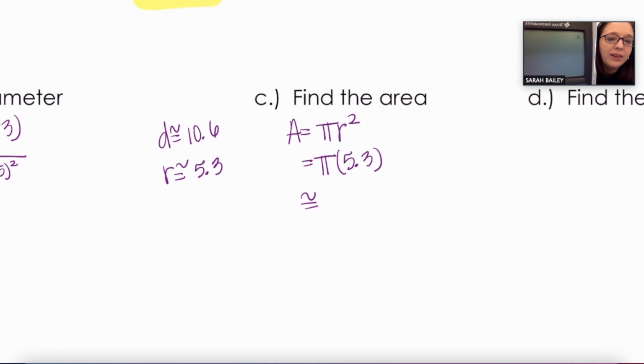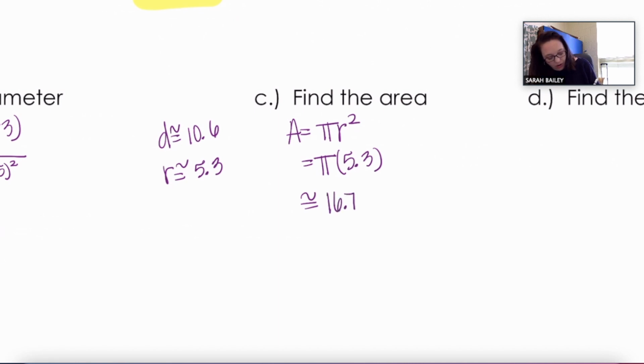So I'm going to type pi times 5.3. See how I've got that entered in there? Then I'm going to hit the equals. This is what I get, which I will round to the nearest tenth. So what is that? 16.7. So the area is about 16.7 square units.